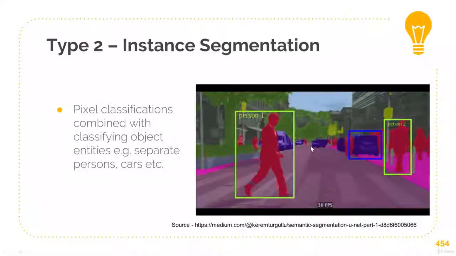Type 2. Now we're doing 2 different things here. We're doing pixel level predictions, which is exactly what we did before, but now we're also doing object detection and object identification. So we can know person 1, car 1, person 2. This is a more advanced level of segmentation.